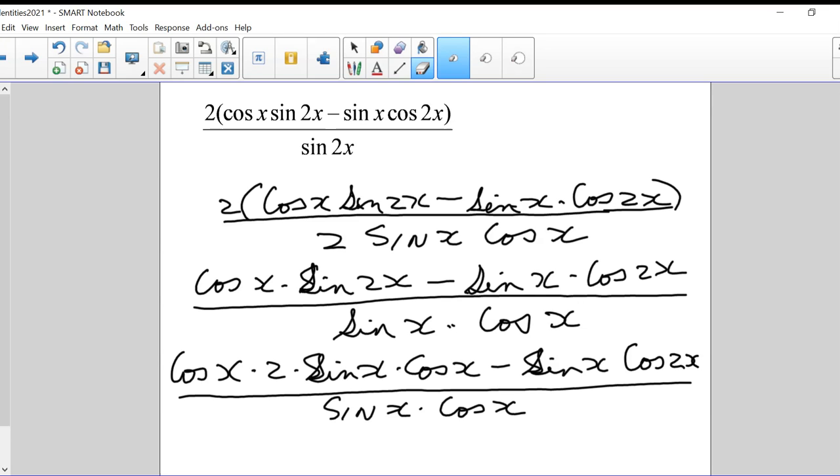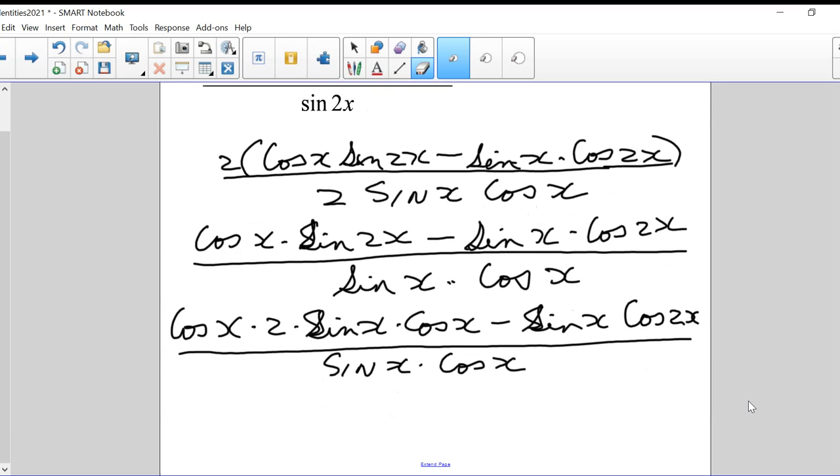Look at all of the terms I have here. I have cos x times 2 times sine x times cos x minus sine x times cos 2x. What's the common factor? Sine x cos x? Not so much, because one of them is cos 2x. But I would agree with you, Rachel, if you said the sine of x was a common factor. I would agree with that. Okay, so I'm going to factor out that. I'm also going to say that this cos x and this cos x could really be cos squared x. Could we call that cos squared x?